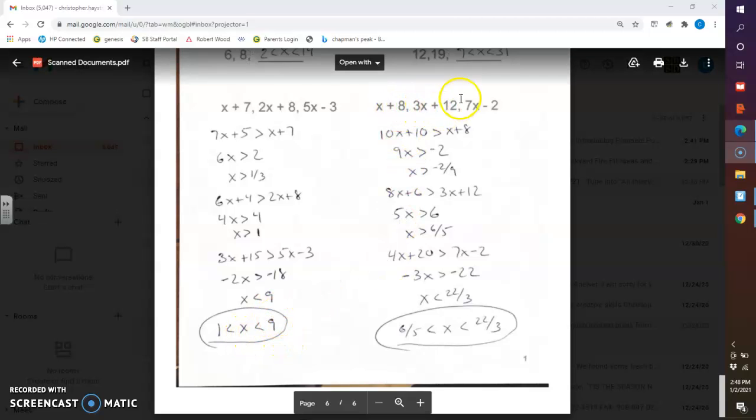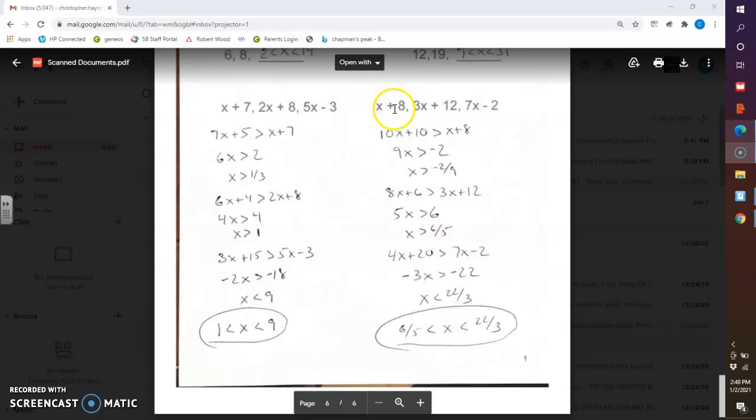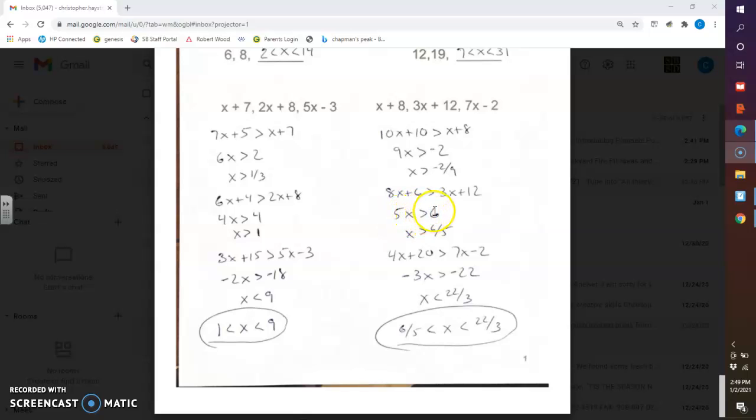Here, 3x plus 12 plus 7x minus 2 is 10x plus 10, which is greater than x plus 8. X has to be greater than -2/9. Then 8x plus 6, which comes from x plus 8 plus 7x minus 2, has to be greater than 3x plus 12. That's 5x is greater than 6. X is greater than 6/5.